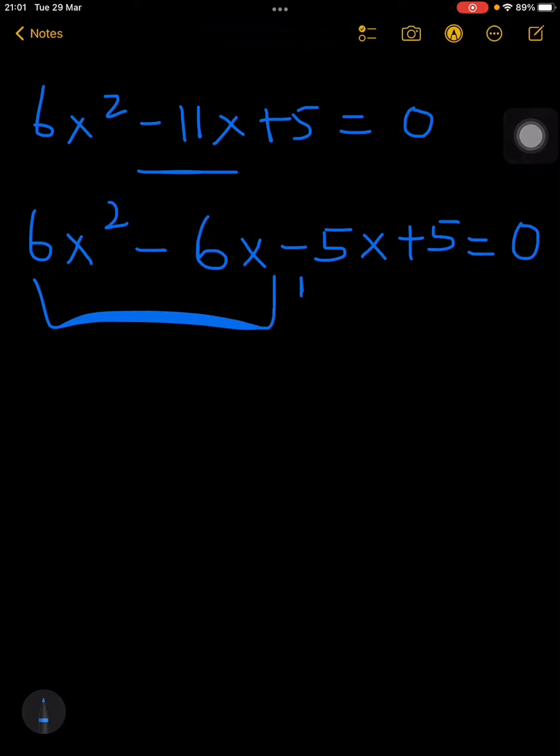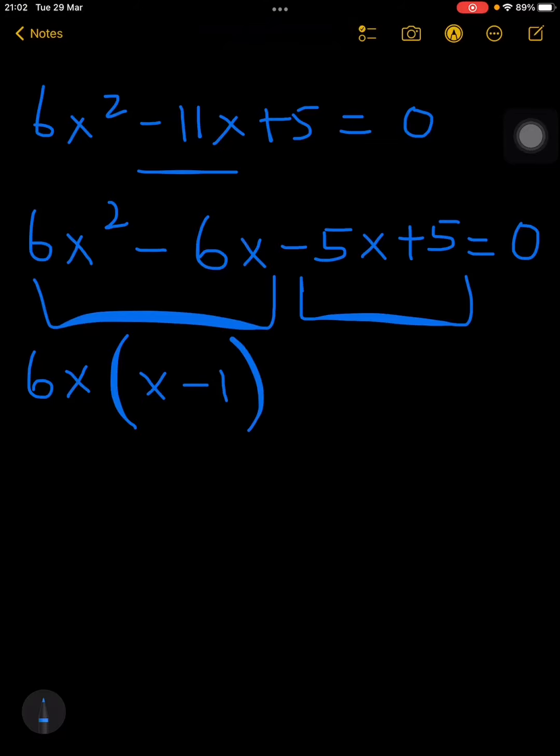That one with that one and this with that. What is common between 6x squared and 6x? It's 6x into x minus 1. When I remove the brackets, I'll still get what is up here, 6x squared minus 6x. Then what is common between 5x and 5? What is common is minus 5 into x minus 1.